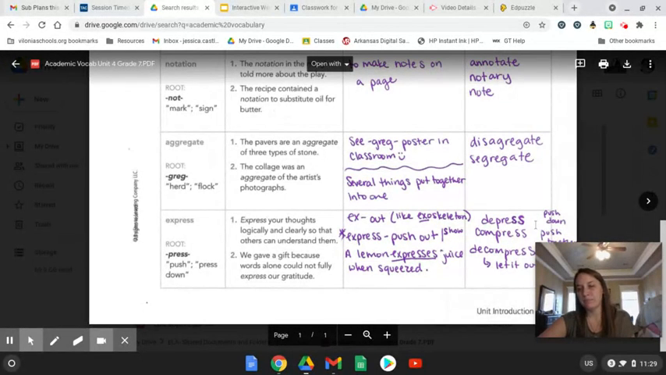So depress, like if you're depressed, you feel like things are pushing down on you. Compress, like if you get a wound, you need to compress the wound, like compression, so pushing it together. Decompress, so if compress is to push it together, to decompress is to space out, like maybe you're stressed and you just need to decompress. You need to let everything go away. So, okay.